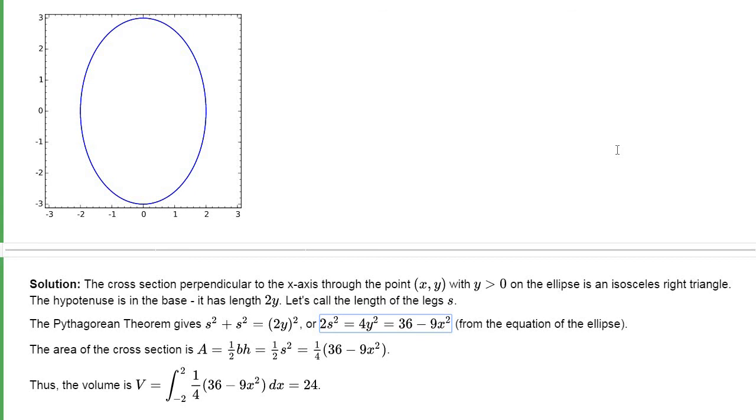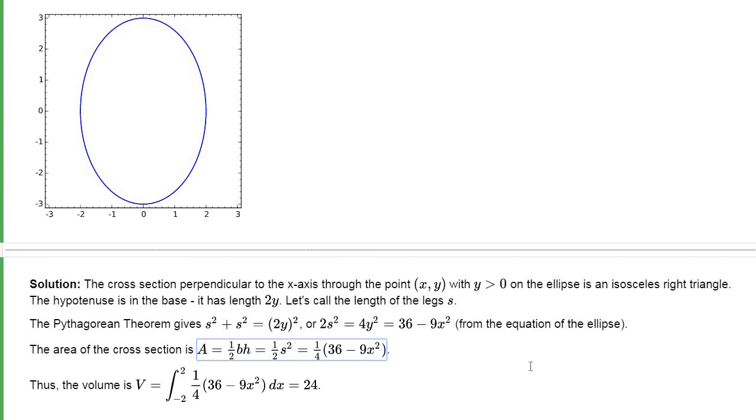Now, what I really want is a relationship between s and x. Why? Because I want the area of this triangle, and the area is 1/2 base times height. The two legs are the same. Imagine this is a right triangle, take it out, sit it down. You have one length s along the base and another along the height, so b and h are both s. That means the area is 1/2 s squared.